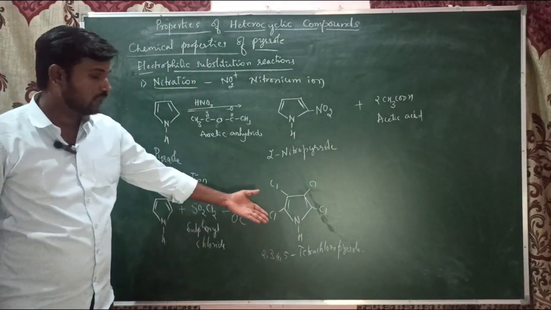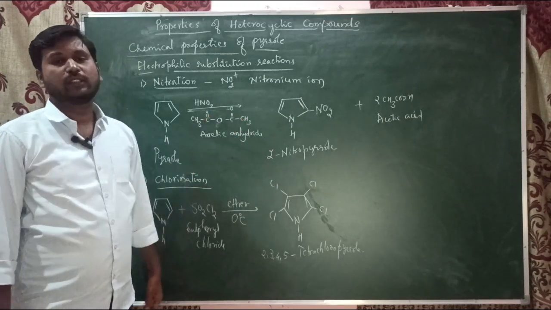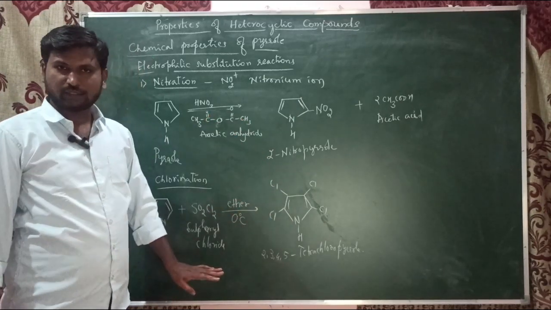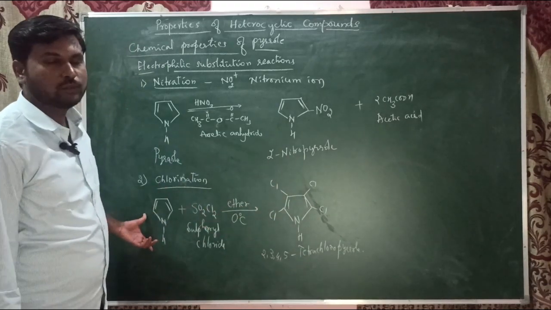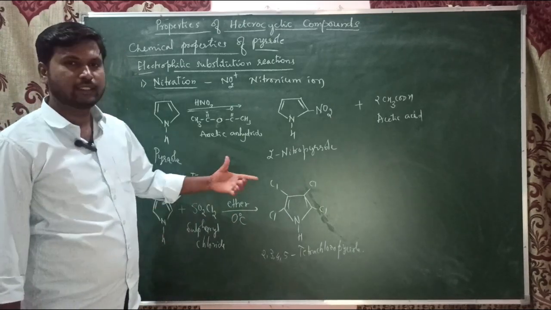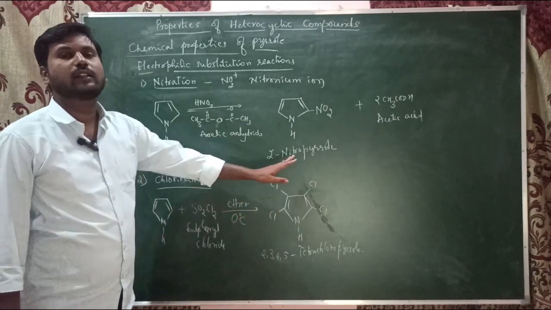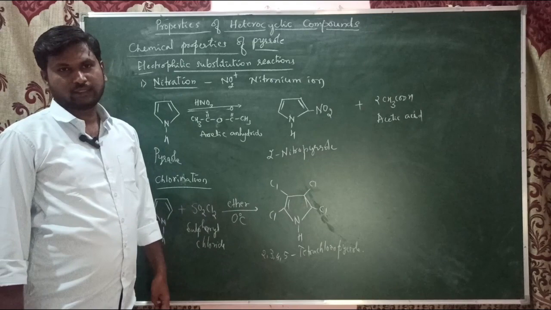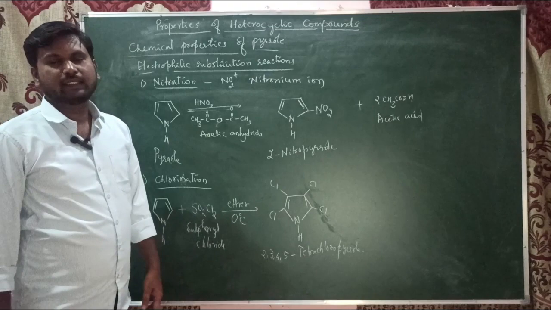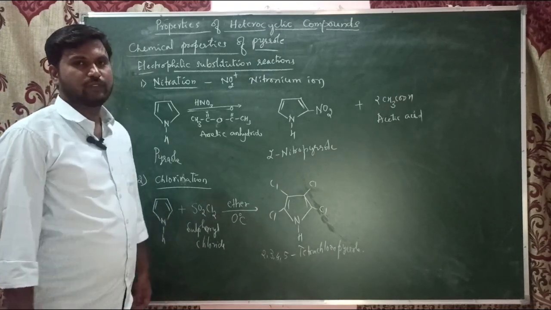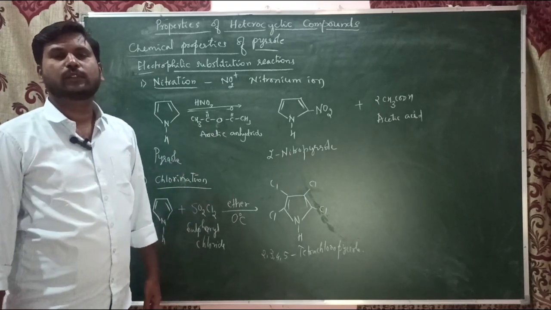I have written this reaction because it shows pyrrole does not undergo electrophilic substitution just at the second position. The second position is the most prior position, but pyrrole is more reactive towards electrophilic substitution reaction. Hence the electrophilic substitution takes place at all the positions. This actually gives the high reactivity of pyrrole towards electrophilic substitution reaction. So these two examples are enough for the electrophilic substitution reaction.